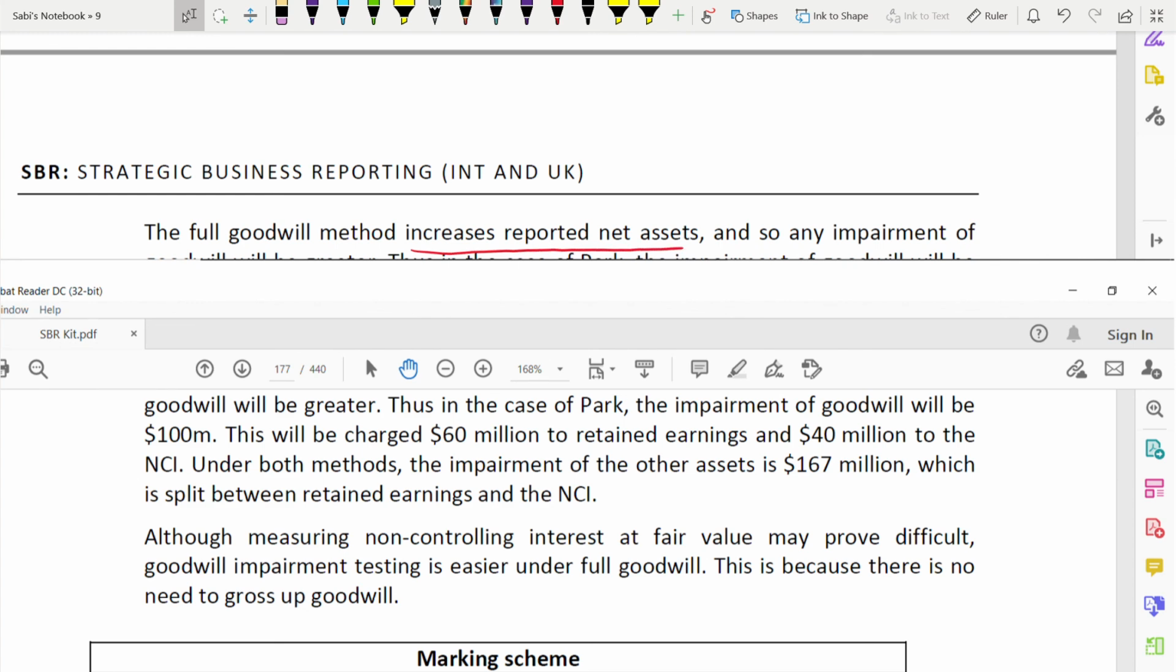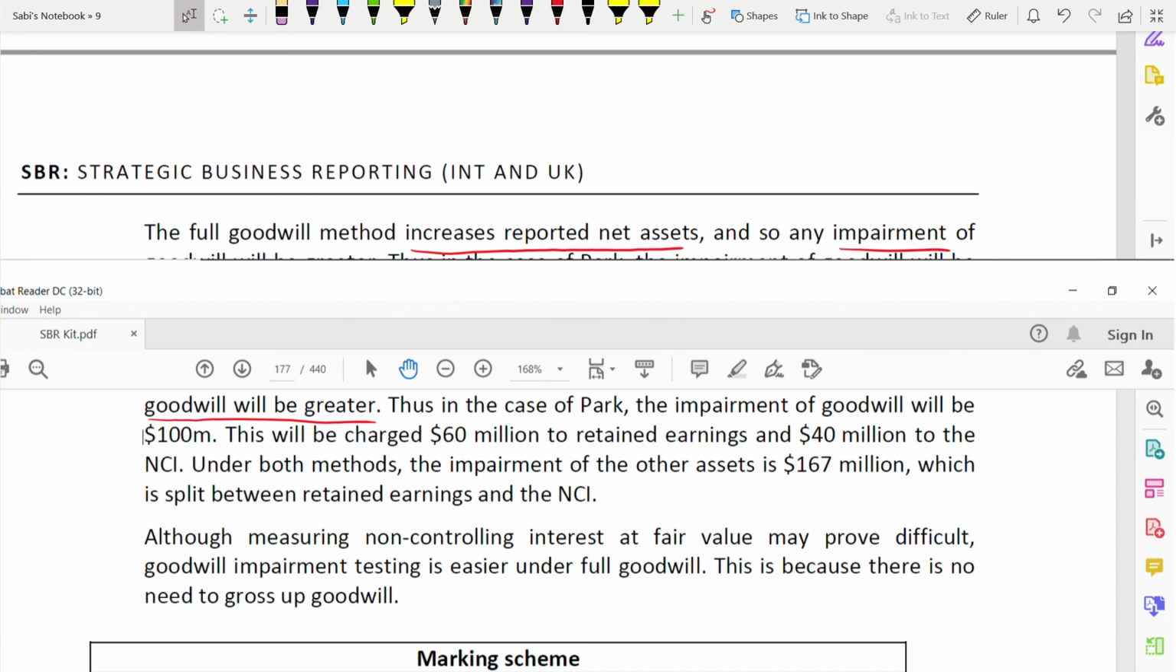Okay, under the full goodwill method, any impairment of the goodwill will be greater. Even the impairment of the goodwill will be greater, because impairment is based on that goodwill. If your net assets increased, net assets minus recoverable amount is the impairment, no? So impairment also will increase. So it does in the case of Park.